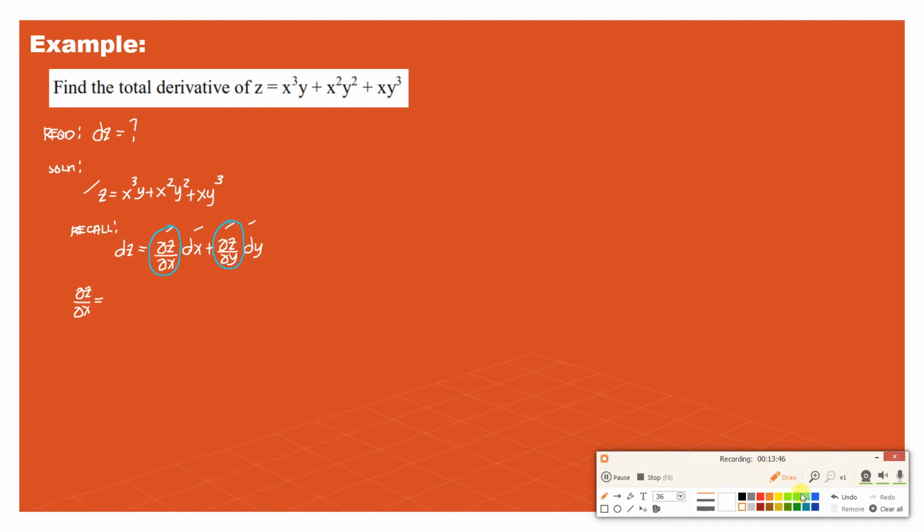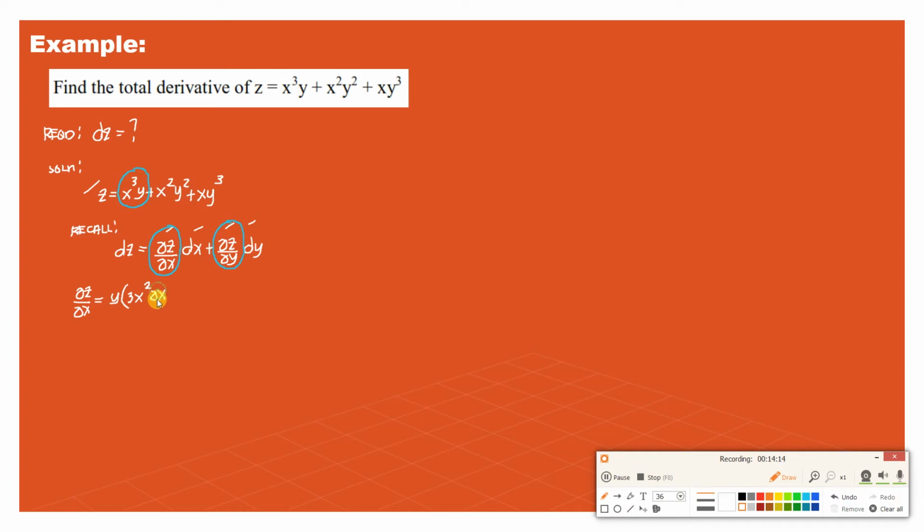So, at the first term, x cubed y. With respect to x, y will be constant. So it's like you just take y out, because it's a constant times the partial derivative of x cubed. So, what is the partial derivative of x cubed? Okay, so we have 3x squared.